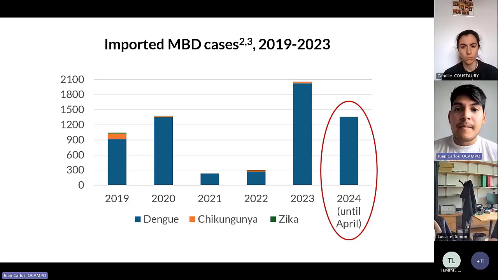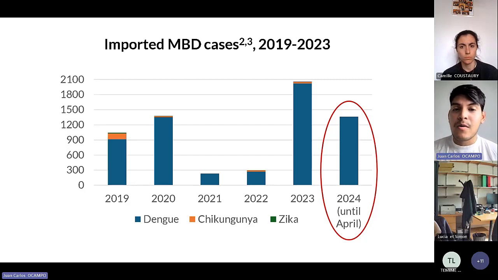Now, let's talk about the imported MBD cases. Since mosquito-borne diseases are not endemic in French territory, imported cases of MBDs are very important. Here we can see from 2012 all the way to 2024 until April, and we reached a peak of 2,100 imported cases of mainly dengue. You can also see some slight chikungunya and Zika, but these are not high numbers yet. And in 2024, something very interesting happened.